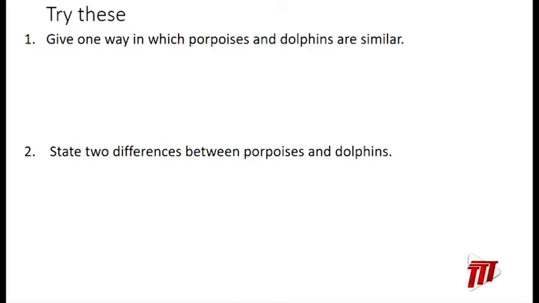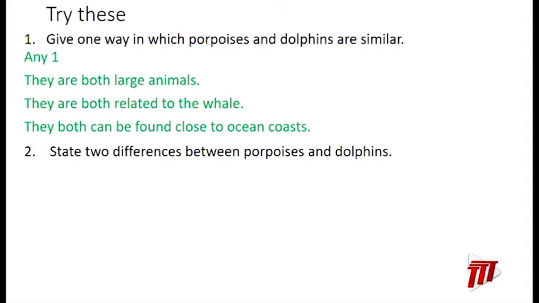Give one way in which porpoises and dolphins are similar. If you choose any one of these ways, they are both large animals, they are both related to the whale, and they both can be found close to ocean coasts, then you are correct and you will get your mark easily. What about the second question?